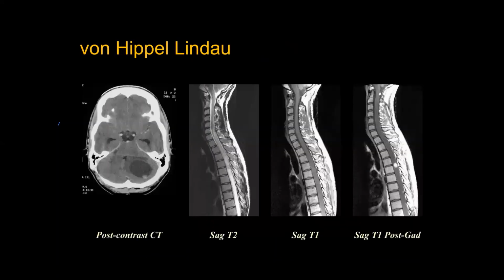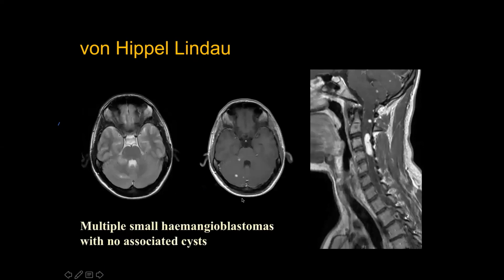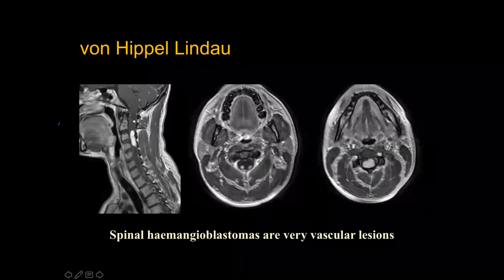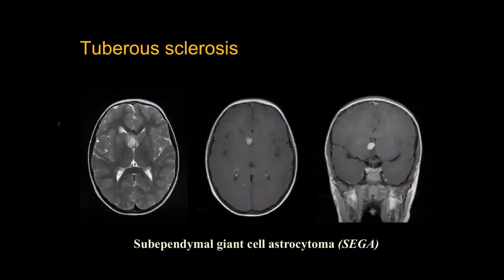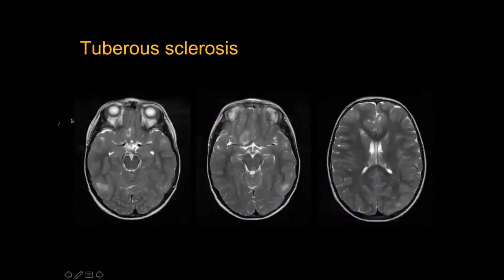Von Hippel-Lindau, I showed this earlier on. Cerebellar hemangioblastoma with a mural nodule. You can also get an enhancing lesion in the spinal cord. You can end up with cord swelling or tumor syrinx. Multiple cerebellar hemangioblastomas, tiny dots, and cord hemangioblastomas. Tuberous sclerosis, which I showed earlier on: subependymal giant cell astrocytoma enhancing with contrast, subependymal tubers and cortical tubers.